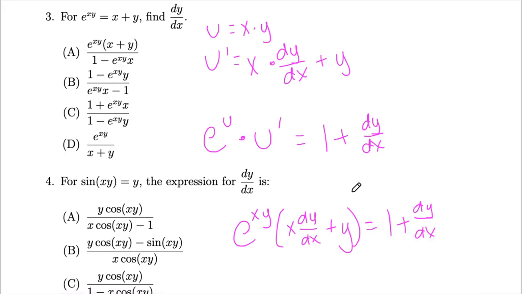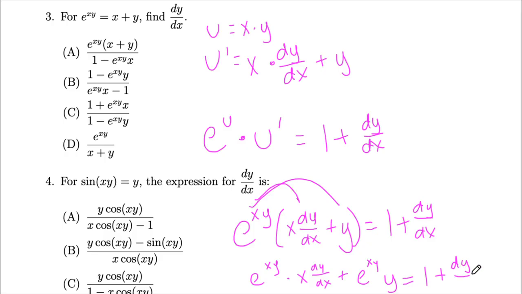Okay, now we are going to have to do algebra because we have to isolate dy dx. So first things first, let's go ahead and distribute that in. So we're going to get e to the power of xy times x dy dx plus e to the xy times y equals 1 plus dy dx. All right, now I'm going to move all of my dy dx terms to the left, and I'm going to move everything else to the right. So basically, I'm going to subtract this over to this side, and I'm going to subtract this over to this side. Apologies again, just because I'm running out of space. So hopefully that all makes sense.